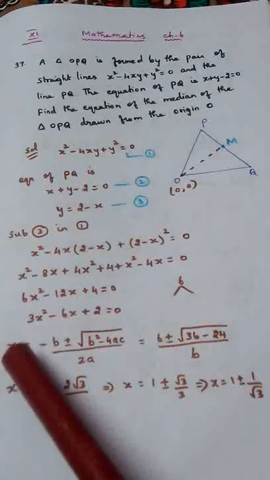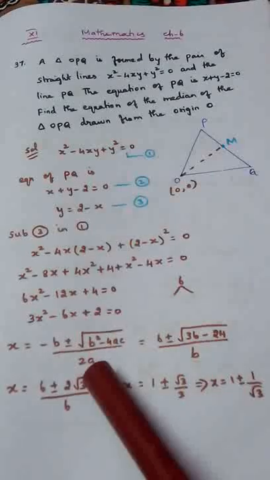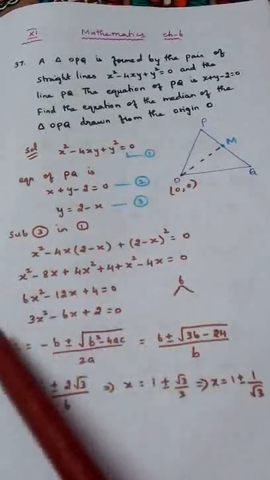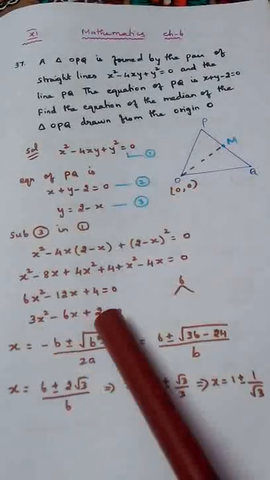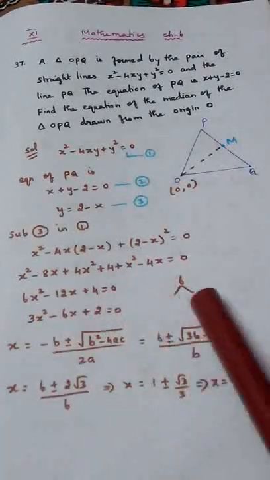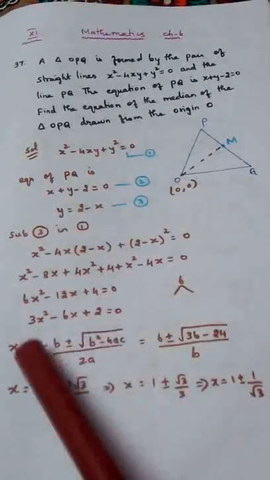So I am going for the formula minus b plus or minus root of b square minus 4ac by 2a. This is a well-known formula in 10th standard to find what? Solution of a quadratic equation. So this is a quadratic equation which cannot be factorized like this. So I am using this formula method.